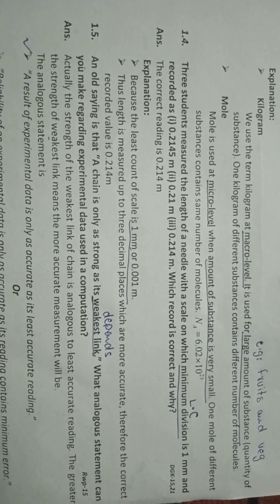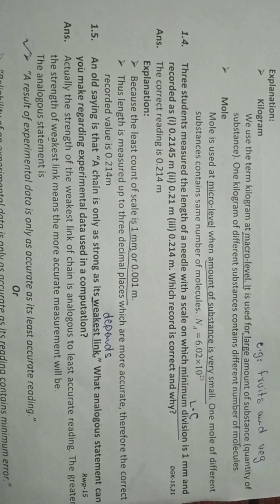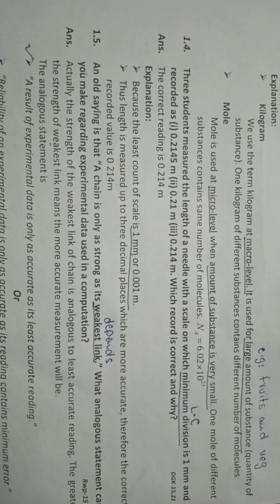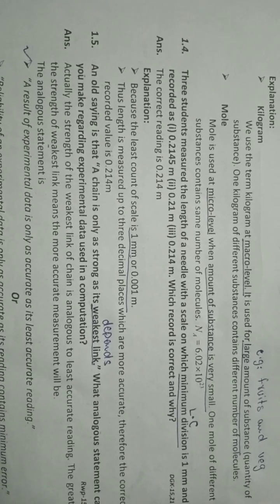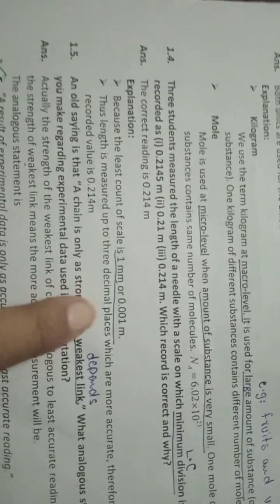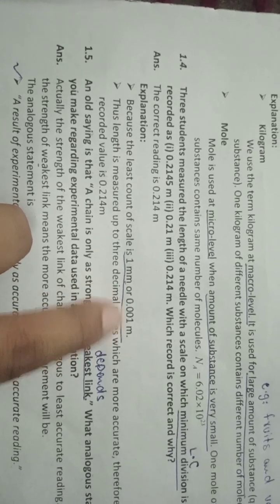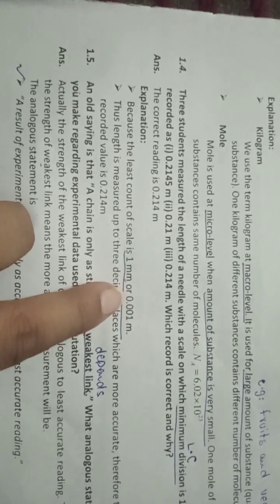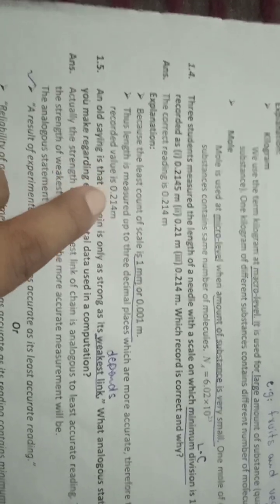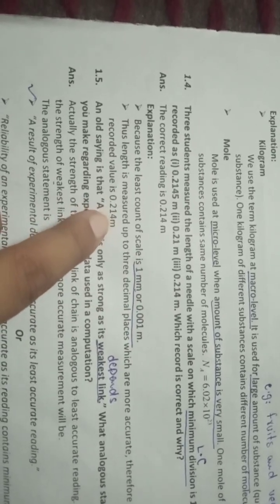So the length recorded is 0.214, 0.21 and 0.214. So which is correct? The third one is correct, 0.214, because you can see that the least count is 0.001. Three numbers after the decimal. So we have 0.214, three numbers after the decimal, and so this one is correct. We use it as the correct answer.